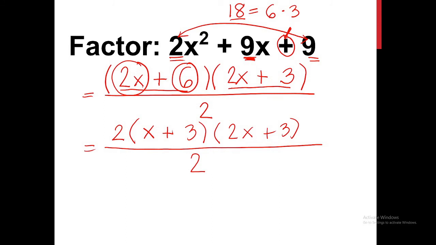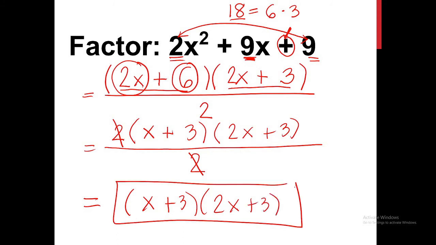Now, can you cancel factors there? Which can be canceled? Very good. The 2 can be canceled. What's left is your answer: x plus 3, 2x plus 3. That will be your final answer for number 1. Questions so far?